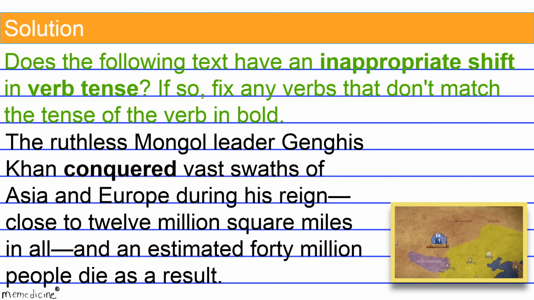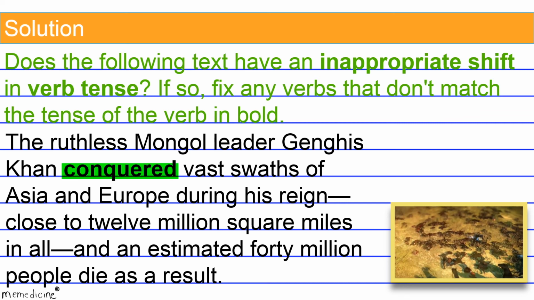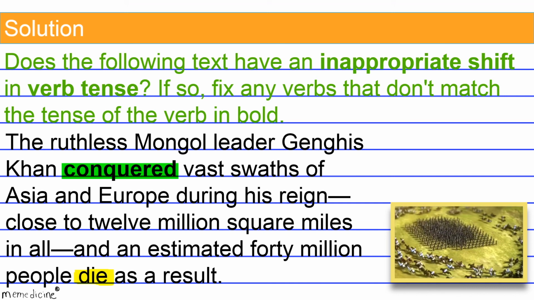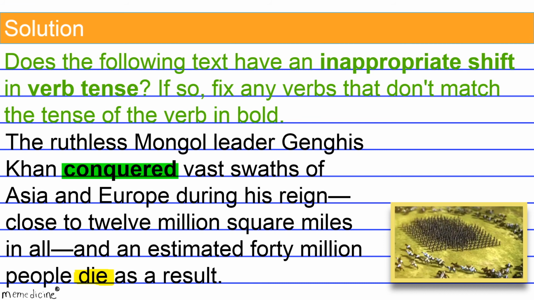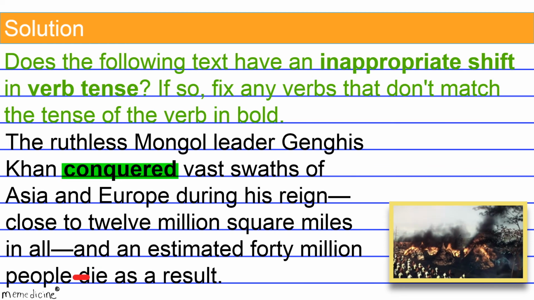Alright, back to the original question now for the solution. Look at the bold verb conquered. It is in the past tense. However, notice that the verb die is written as a simple, plural, third person, present tense verb form. There is no need to reflect a time change, so this is an inappropriate shift in verb tense.